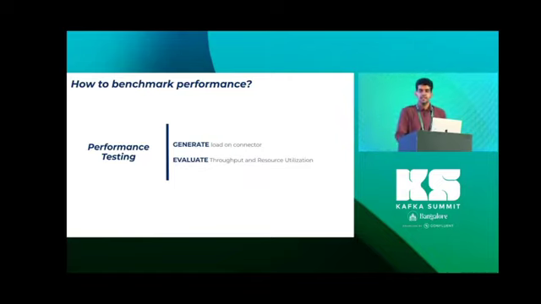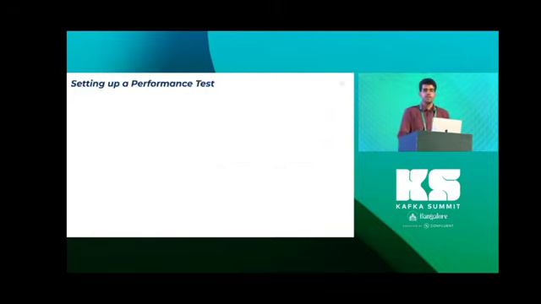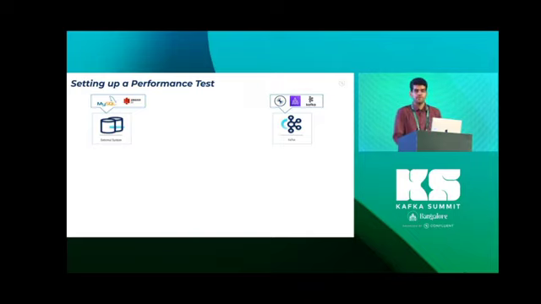Now let's see how we can set up a performance test. In order to do that, we first need to establish a data pipeline. The first component of this pipeline is the source or the sink system. This could be a MySQL server, an S3 bucket, or any external system that you wish to connect to your Kafka cluster. Next, we need to set up a Kafka cluster, and this could be on Confluent Platform, Confluent Cloud, on Amazon MSK, or you can even set up your own self-managed Apache Kafka cluster. Next, we need to set up a connect cluster and deploy the connector to connect the external system to the Kafka cluster. This completes our data pipeline.